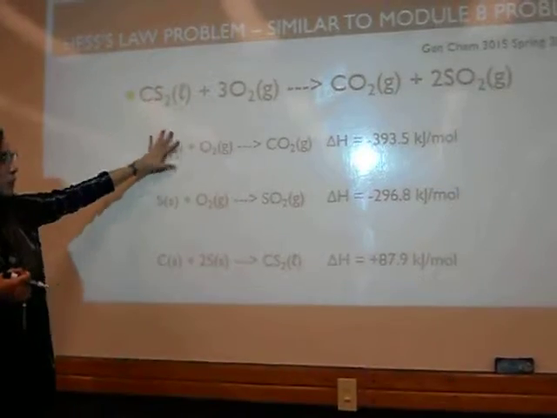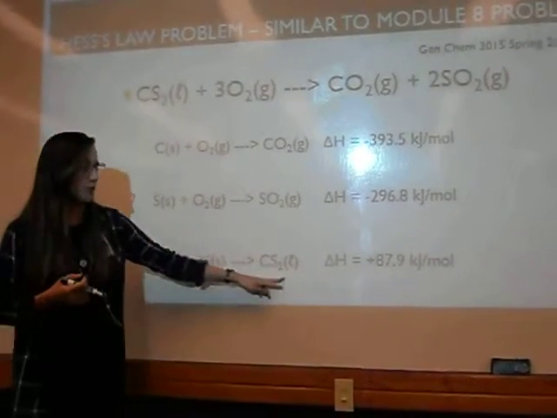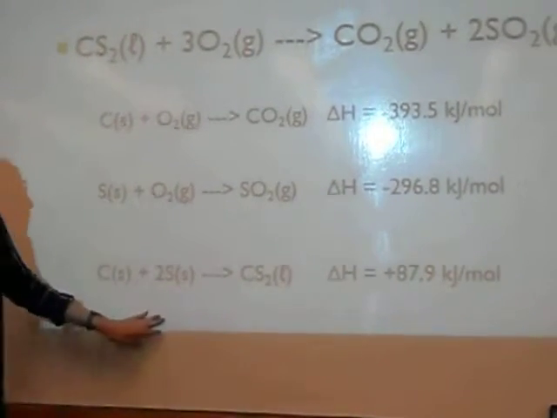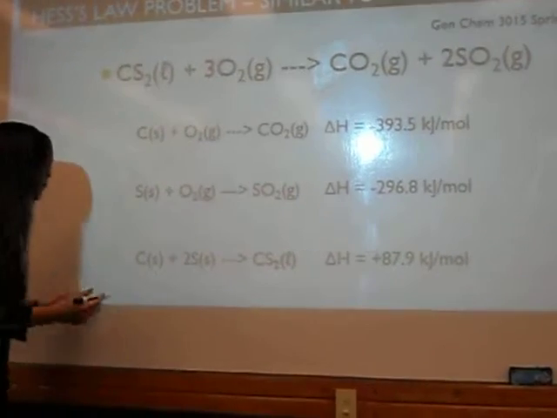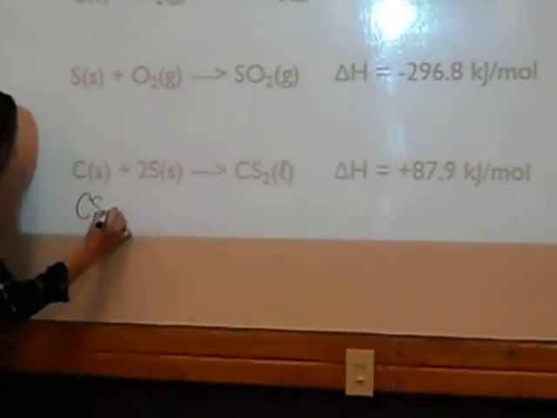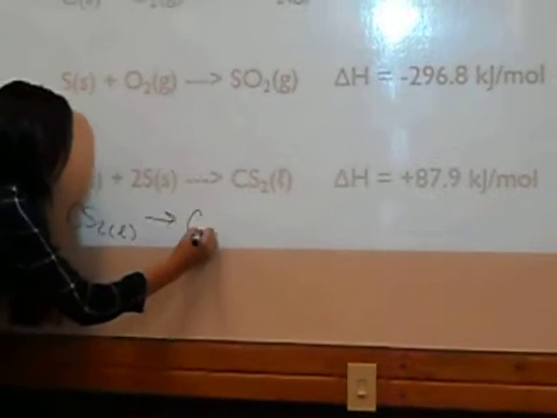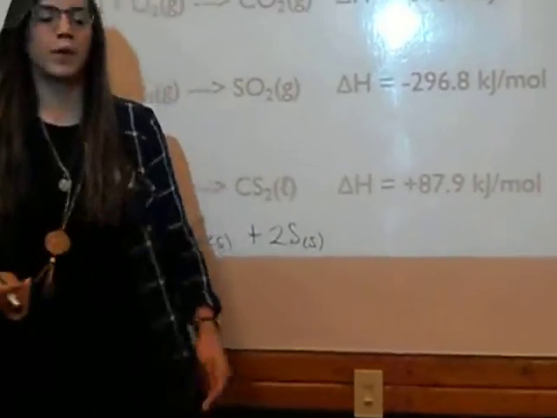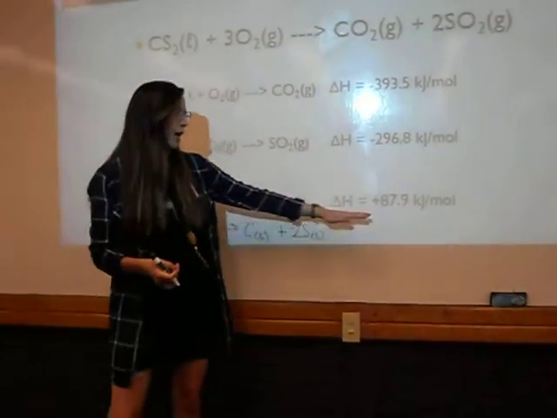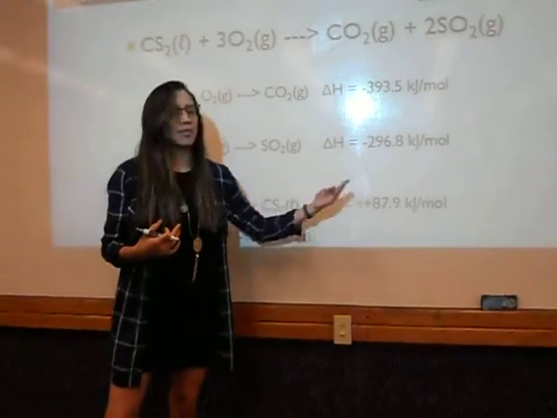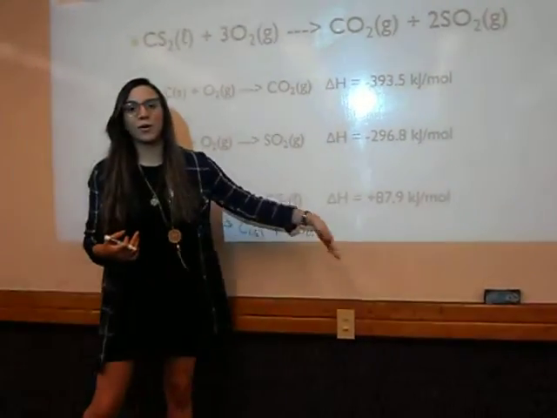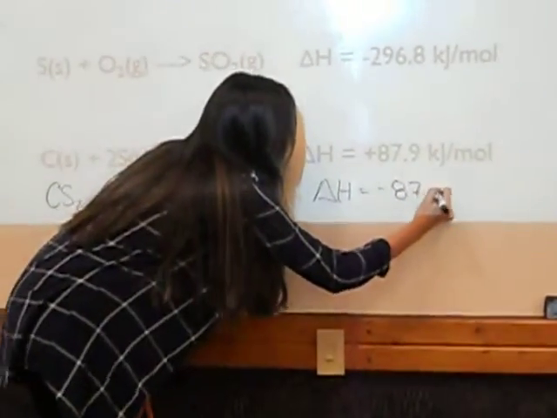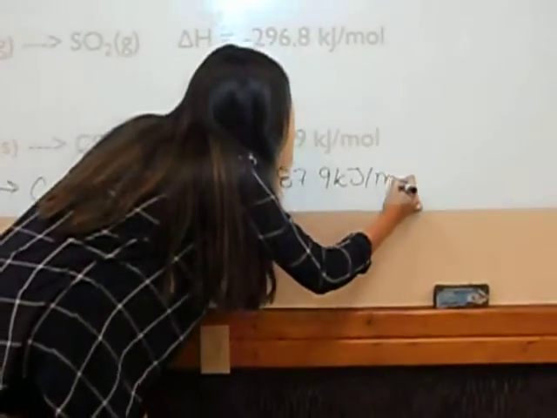I'm going to look for this one within my other three equations, and I see it in my third equation. But in my third equation, it's on the product side, not the reactant side. We want it to be on the same side. So what I'm going to do to the third equation is flip it. Once I flip it, I'm going to have CS2 liquid yields C solid plus 2S solid. What happens when you flip an equation is your enthalpy of the reaction is going to switch signs. So this one is positive, and once I flipped it, it's now negative. So I'm going to have delta H negative 87.9 kilojoules per mole.